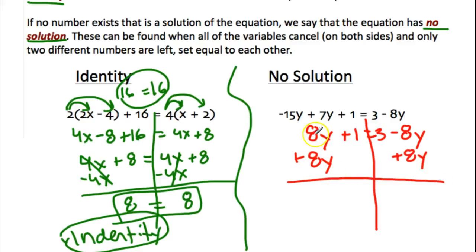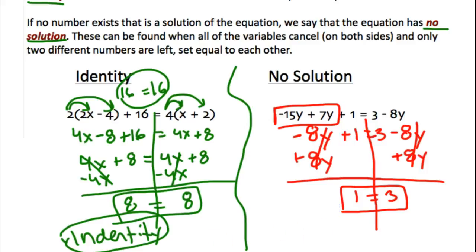All right. Oh, I made a mistake. Where is my mistake? Do you guys know? When I did negative 15y plus 7y, I said that's positive 8. It should really be negative 8. This negative 15, right? This number is more negative than this, so it should be negative 8. So those cancel, and I'm left with 3. These cancel, and I'm left with 1. So I have 1 equals 3.